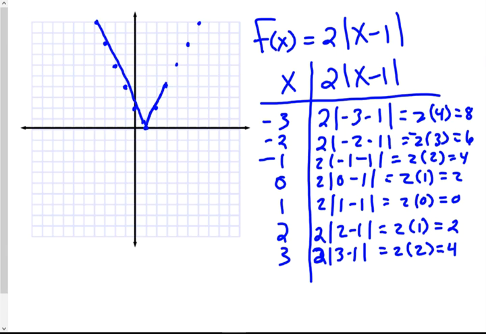It's going to bottom out there at 1, 0. Remember, this goes infinitely in those two directions, and that is the absolute value graph.